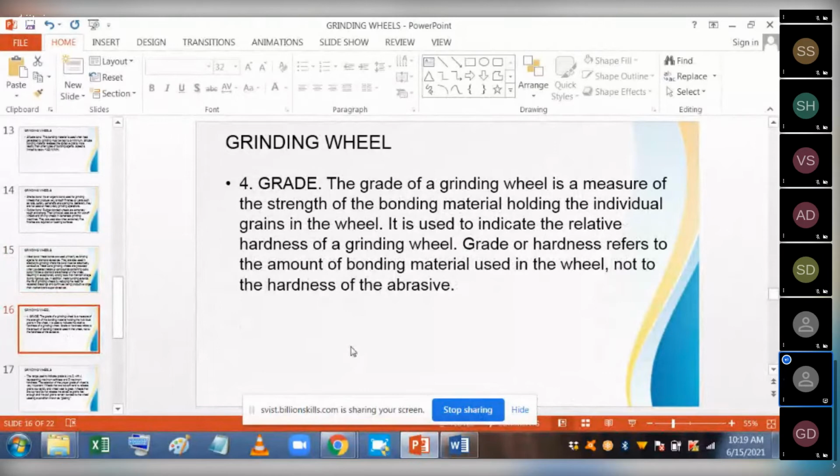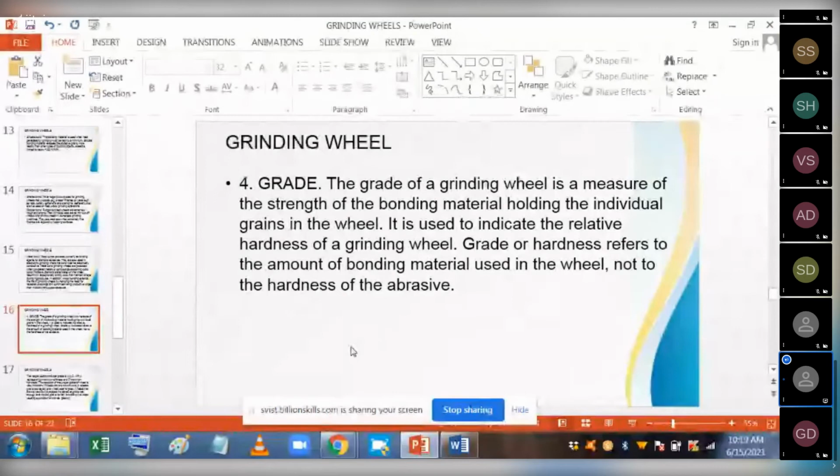Now, out of all the listed characteristics, we have covered the abrasive type. We have covered the bond material. We have covered the grain size of the particle also. Now we have come to the grade. What do you mean by grade?